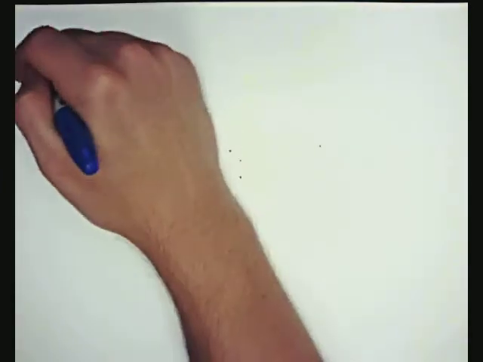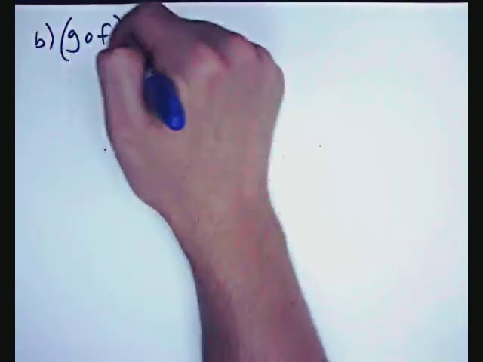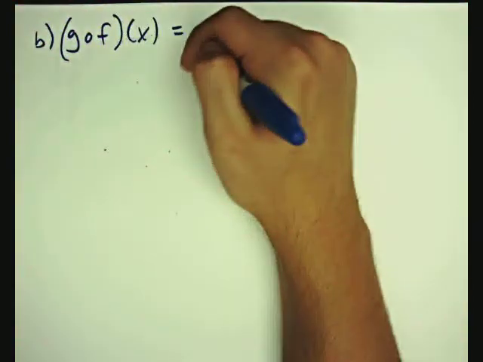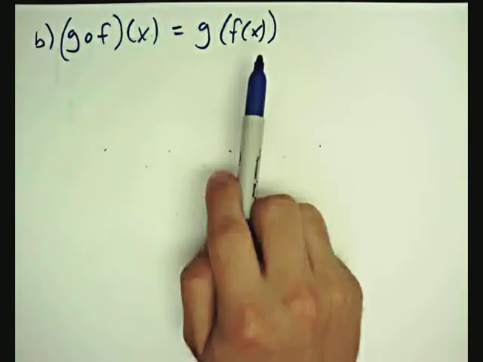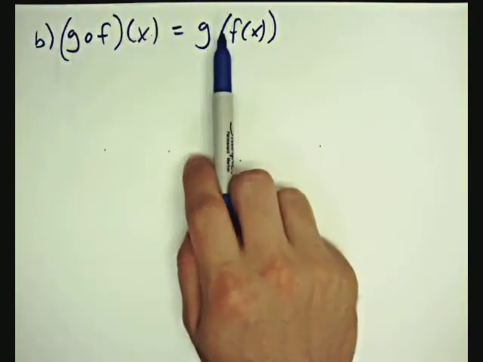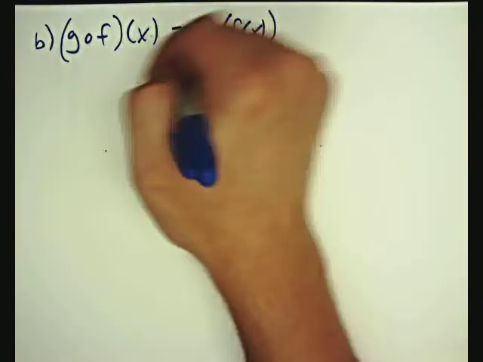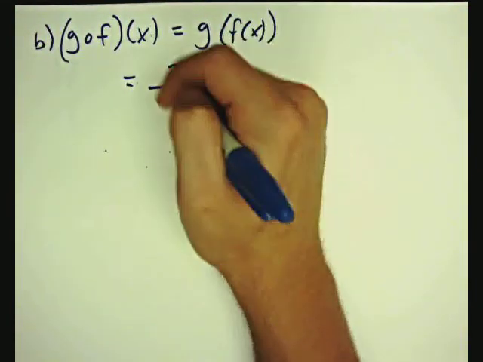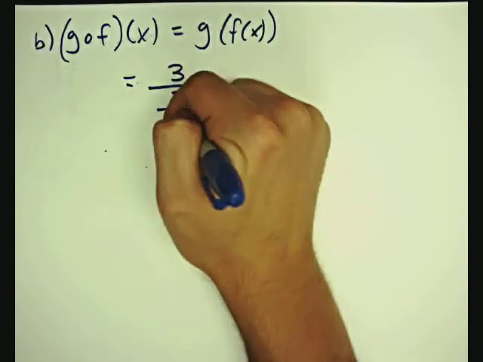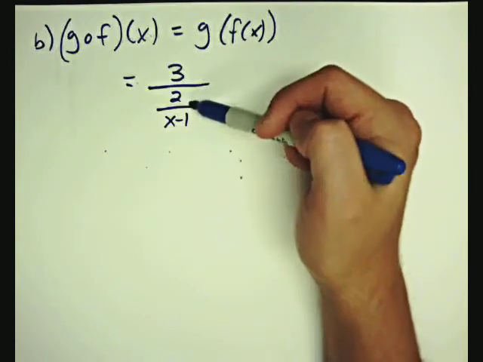Part B, we're asked to find g of f of x. So for g of f of x, we want to take the function f and input it into the function g for everywhere we see an x. So rather than 3 over x, we'll have 3 over f, which is 2 over x minus 1. So again, instead of 3 over x, 3 over f.